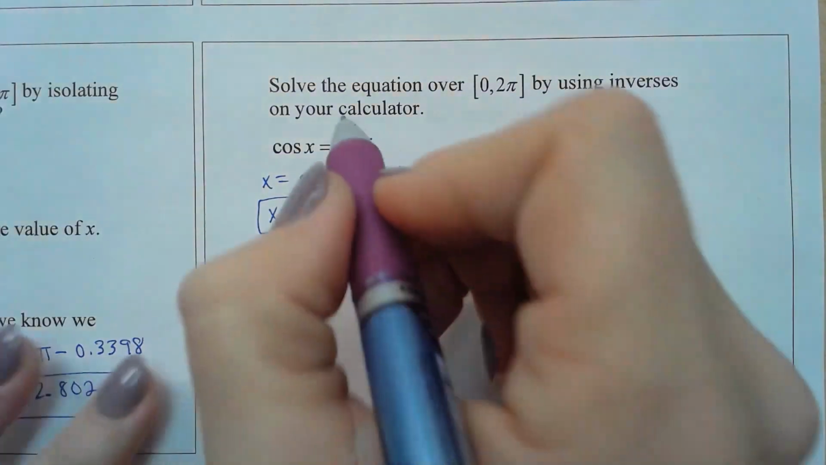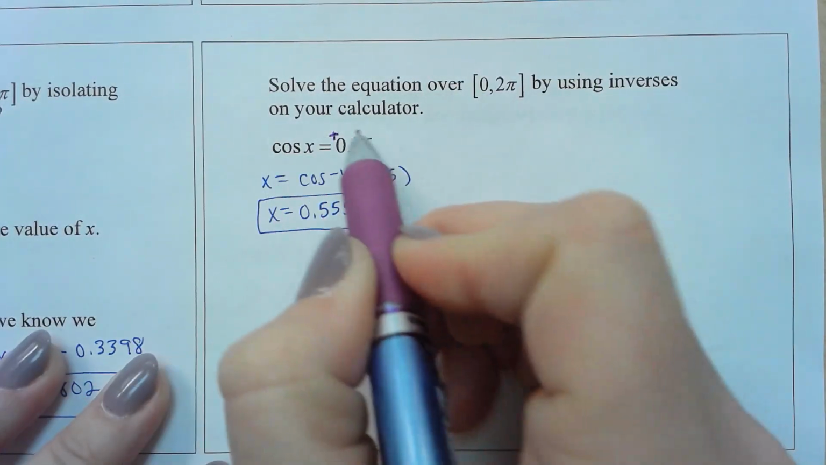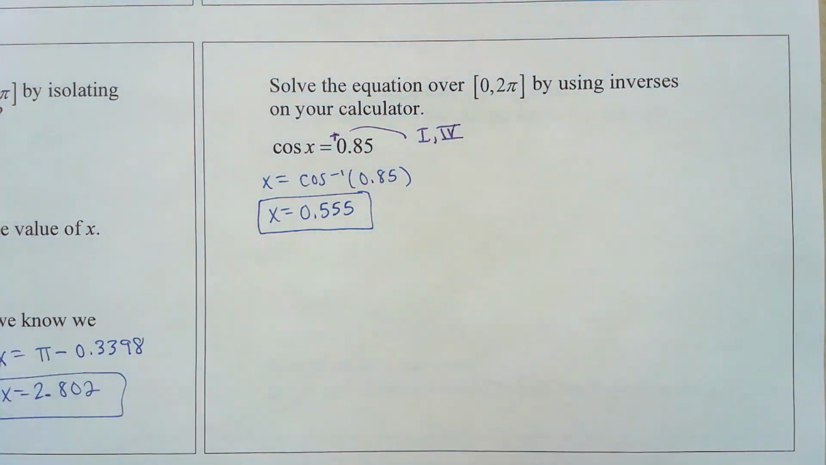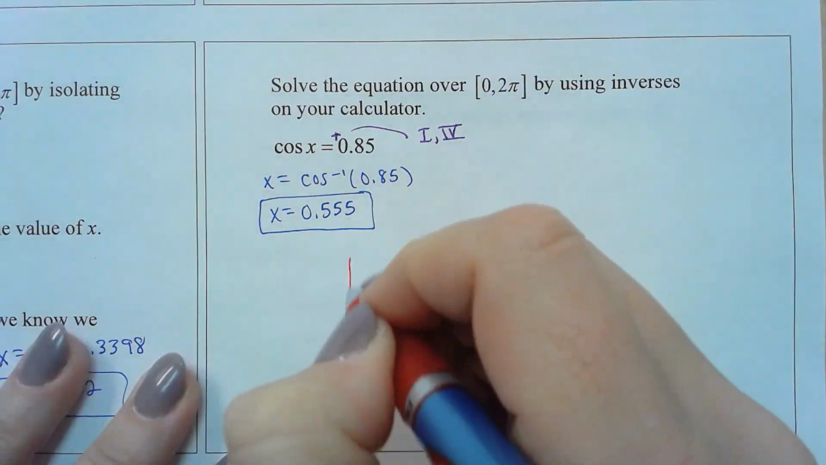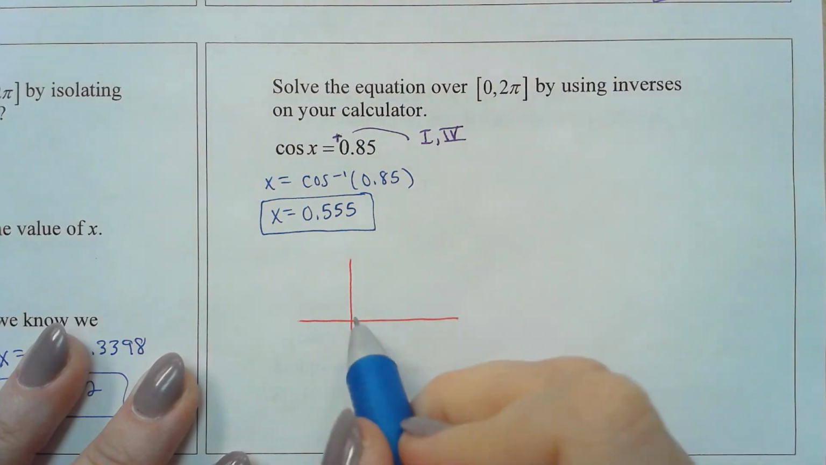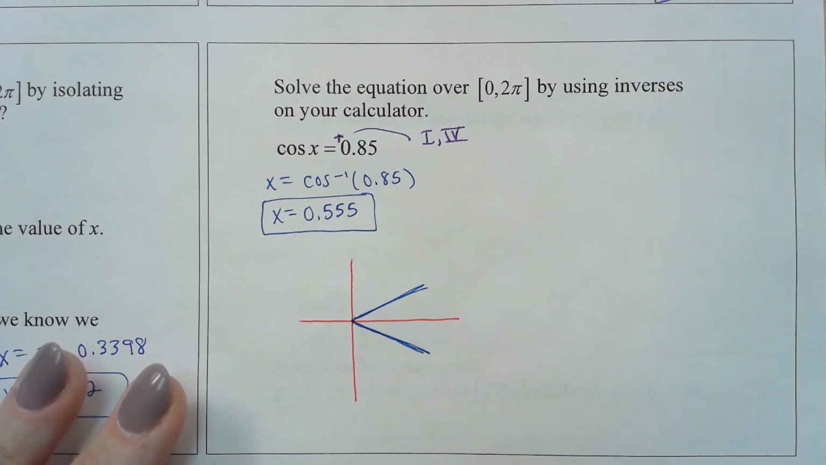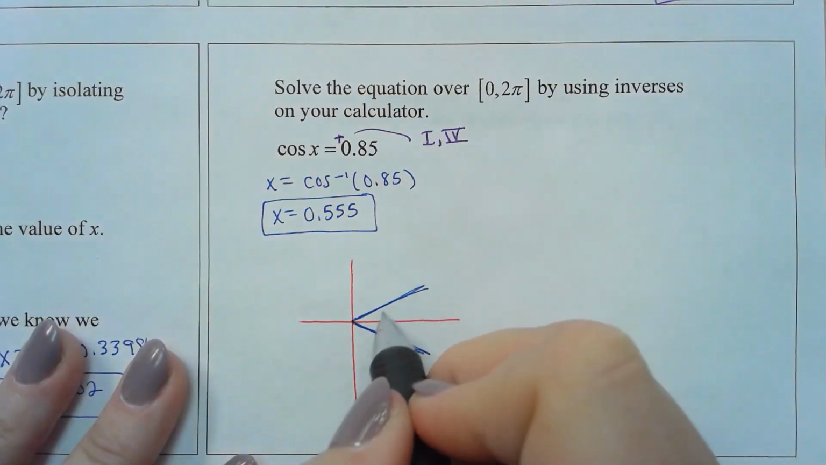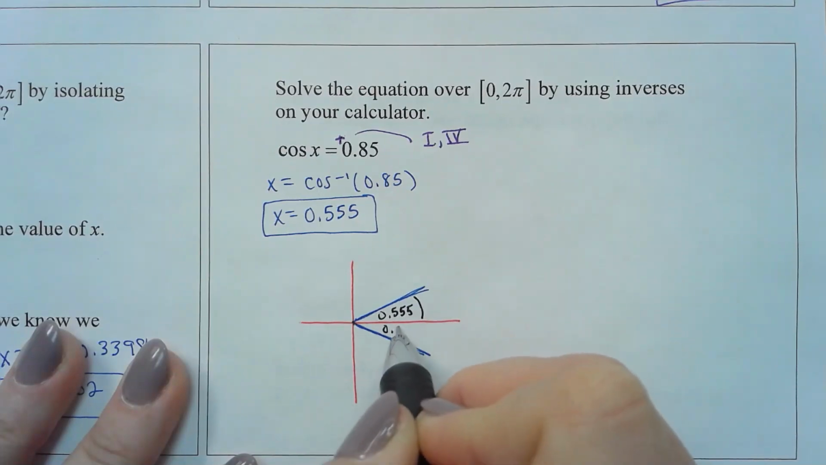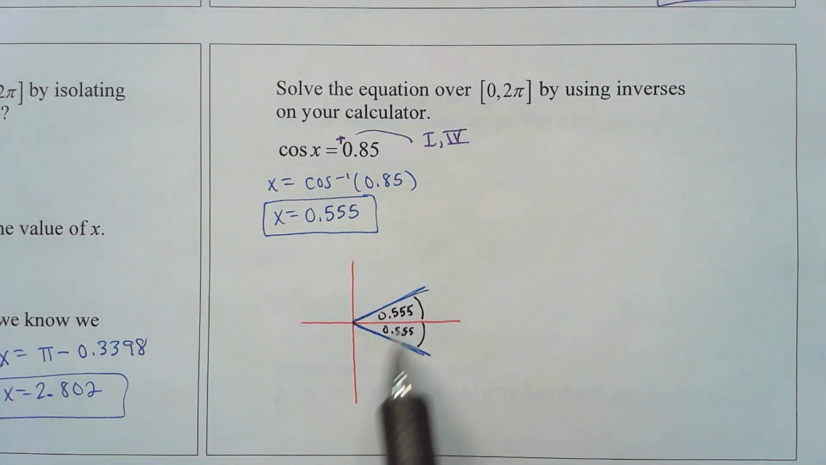But we know if this is a cosine equals a positive, cosine is positive in quadrants 1 and 4. That means we're going to have two answers. So I'm going to go draw an angle in quadrant 1, and I'm going to draw its reflection down there in quadrant 4. This one is what the calculator spit out, 0.555. That's this angle. But that means this angle is also 0.555.